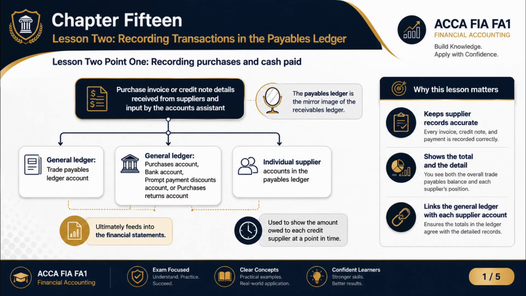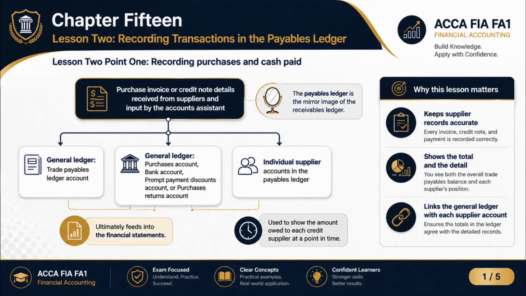Let us explain this carefully. The general ledger and the payables ledger. The general ledger contains the main accounts of the business. For example, purchases account, bank account, trade payables general ledger account, purchase returns account, discounts received account. The payables ledger contains the separate personal accounts of suppliers. For example, M. Jones account, Bunter Company account, ABC Supplies account, Office Masters account. So the general ledger gives the main accounting record. The payables ledger gives the detailed supplier by supplier record.